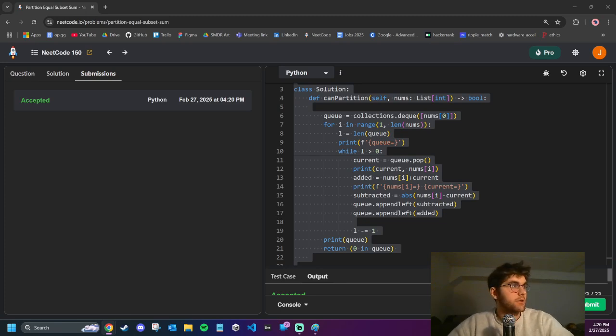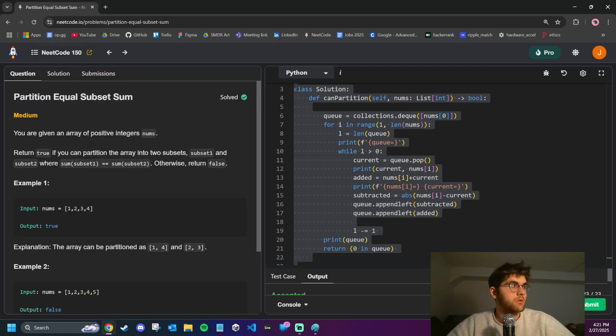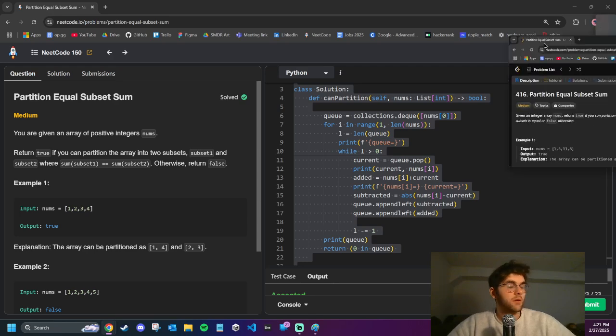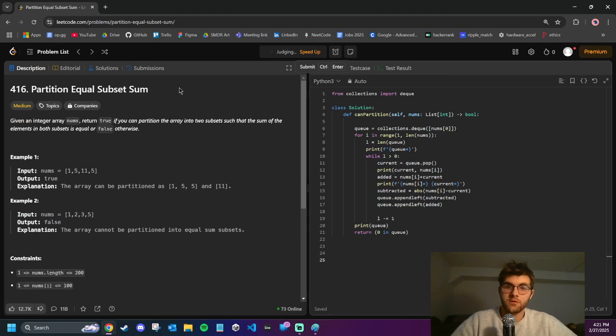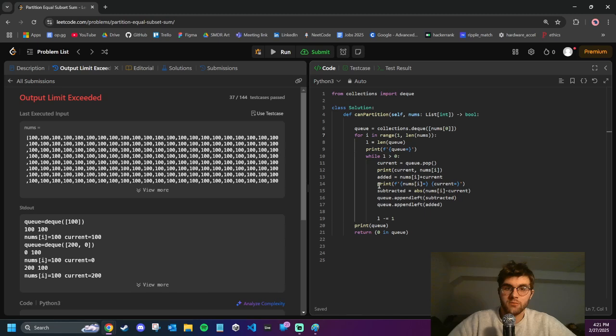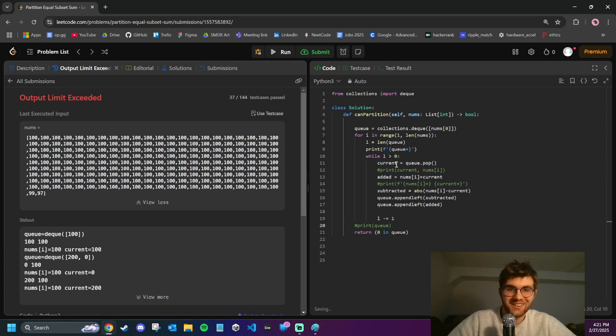Let me see if it gets accepted on LeetCode. It'll definitely TLE, because it's still 2 to the n. What's it called again? Partition equal subset sum. Should TLE. Yeah, like this, I have zero faith that my solution will do that.